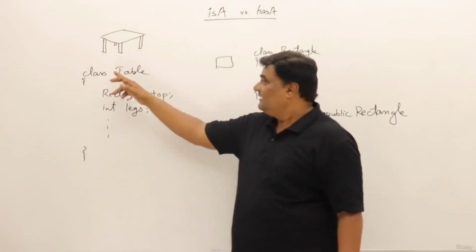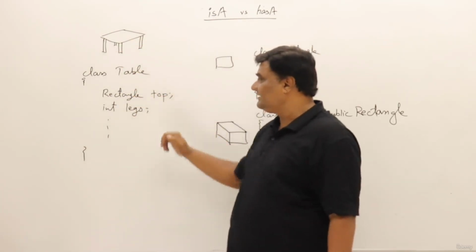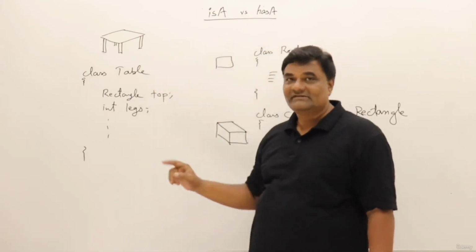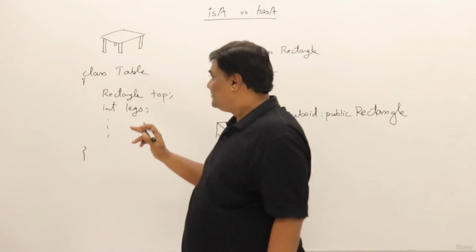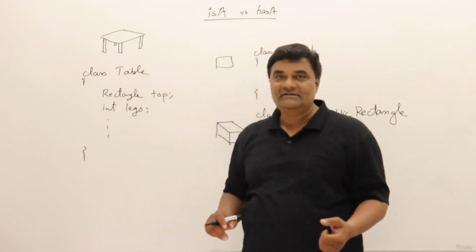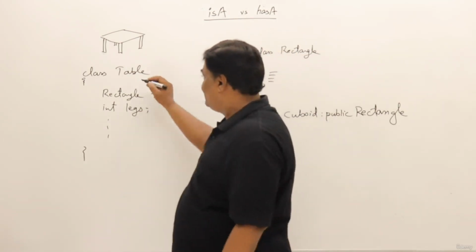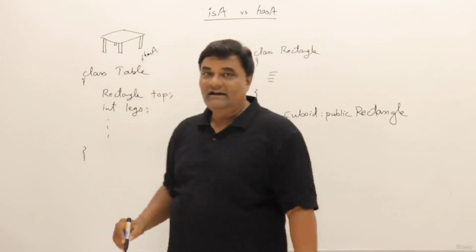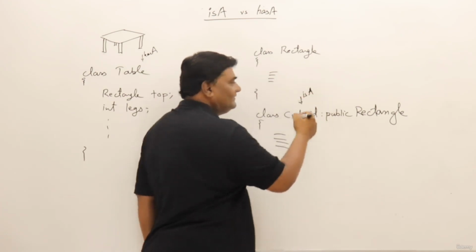Next, a table class is having a tabletop that is rectangular. So this is having an object of rectangle class. Table class is having an object of rectangle class. So can I say table class has a rectangle? Yes, I can say has a rectangle. So table class has a rectangle, right? And cuboid class is a rectangle.